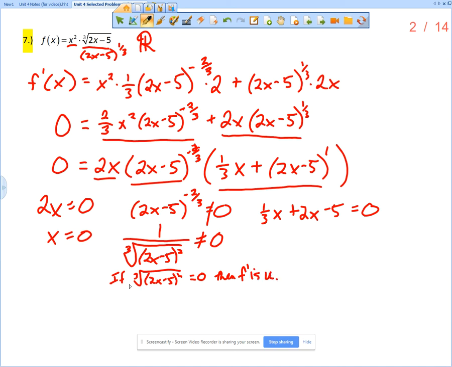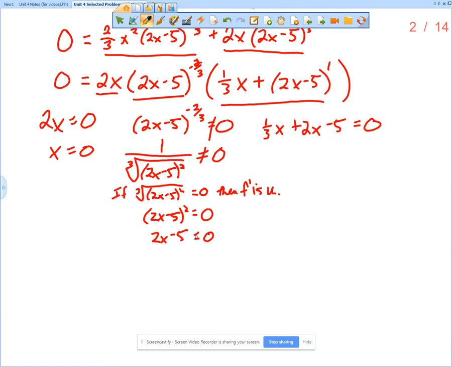So now I want to solve this. The cube root of 2x minus 5 squared equals 0. How do I get rid of a cube root? I cube each side. What is 0 cubed? That's just 0. So 2x minus 5 quantity squared equals 0. How do I get rid of a square? I take the square root. What's the square root of 0? Of course, that's just 0. So 2x minus 5 equals 0. We add 5 and divide by 2, so x is equal to 5 halves. So x equals 5 halves is a critical number because, like we said, f prime is undefined.